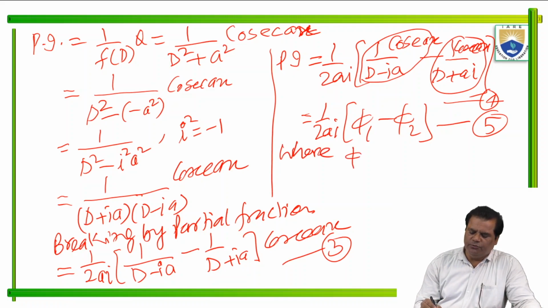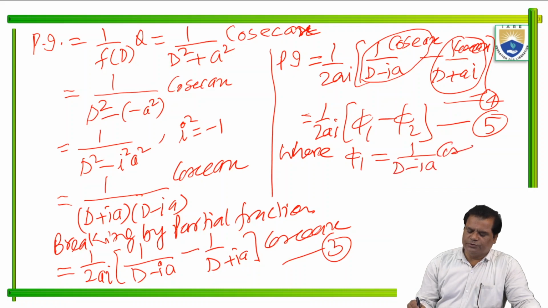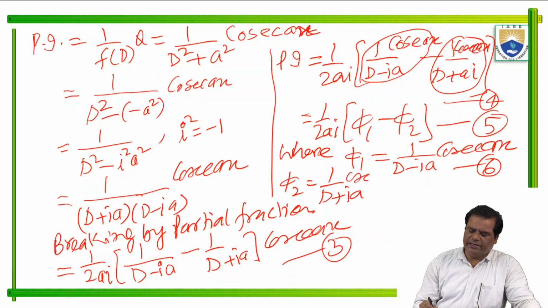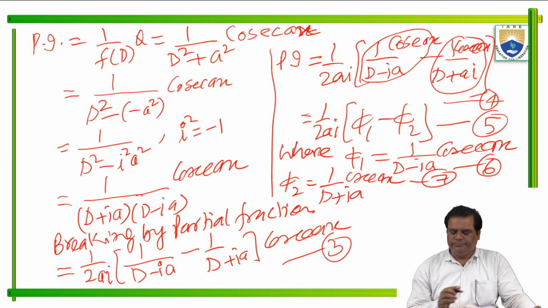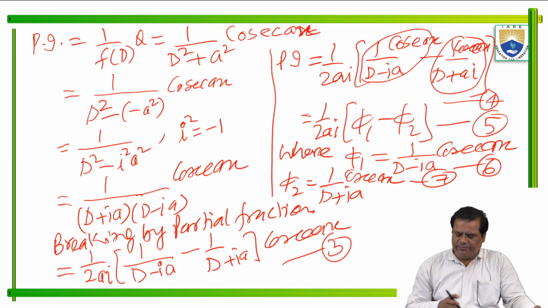Where phi 1 is equal to, what is phi 1? Phi 1 is 1 upon D minus IA into cosec AX. This is equation 6. And phi 2 is equal to 1 upon D plus IA into cosec AX. This is equation 7.